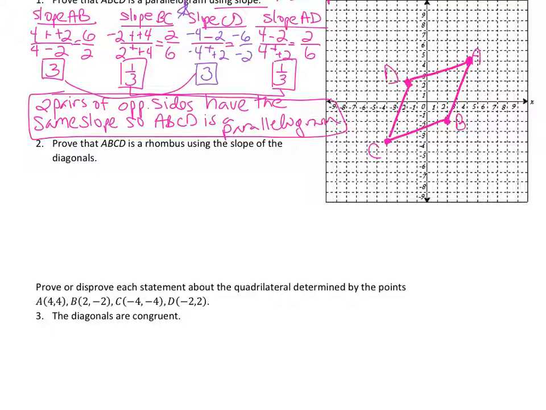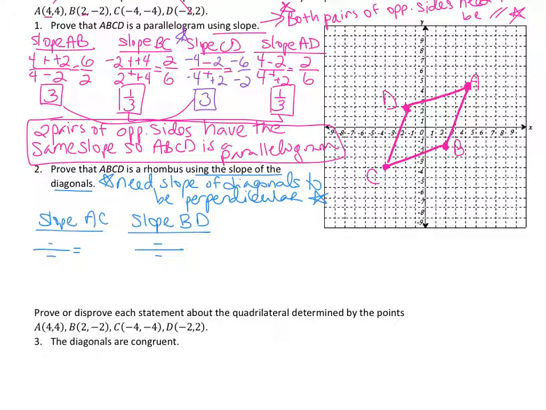And so to use the slope to show that it is a rhombus, we need the slope of the diagonals to be perpendicular to each other. So that way we have them set up, our slope of AC. Remember our coordinates are way up here at the top again. So y's go on top, 4 minus a negative 4, and then x is on the bottom, 4 and a negative 4 again. So we get an 8 over 8, which reduces down to a positive 1.